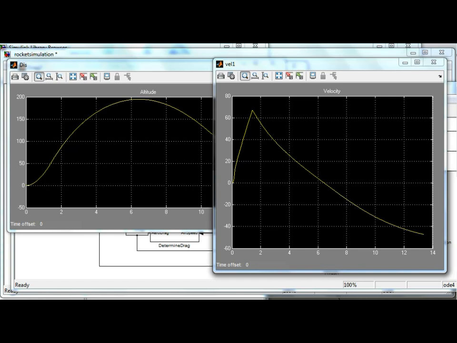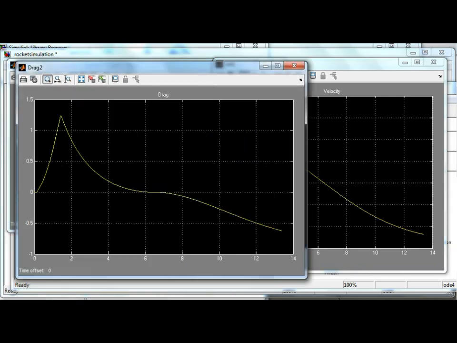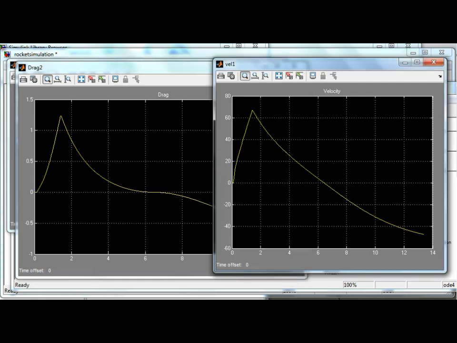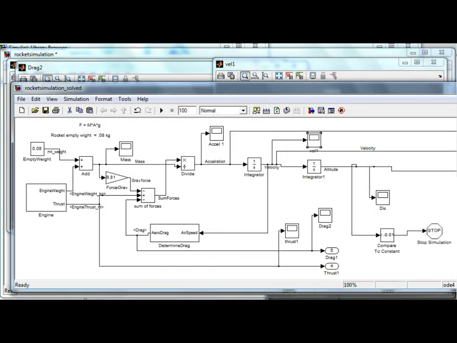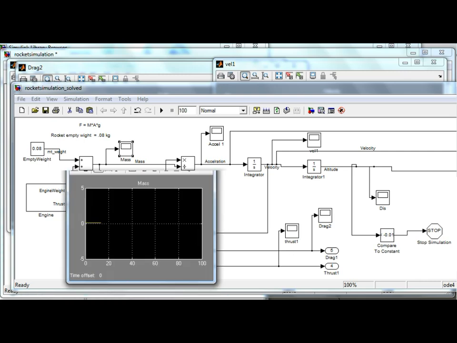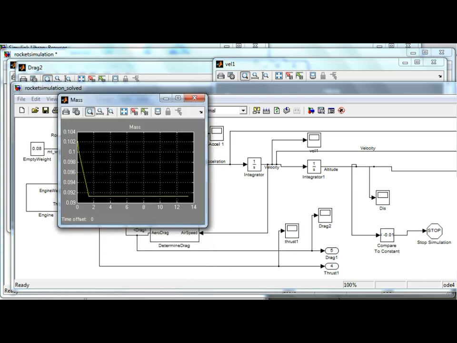Pick up drag, and you can see that the drag went negative just after 6 seconds at the point in time where the velocity went negative. So that part worked. I can also look at my mass as a function of time, and you can see it starts out up here at 0.102 and comes down as the propellant was burned, and then it's constant.